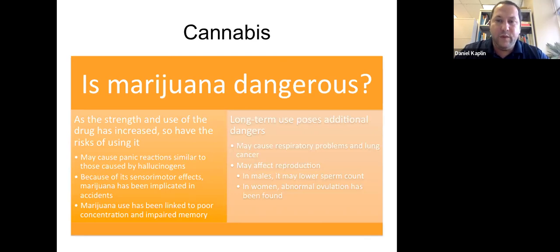Now, if we were to ask the question, is marijuana dangerous? Well, let's take a look at the relative strength. We mentioned that as the strength and the use of the drug has increased, so have the risks. So it can induce panic features, it can induce hallucinogenic features. It can slow down your reaction time or have some sensory motor effects, which could cause car accidents. It interferes with memory. And that's just short term. In the long term, it adds additional issues such as respiratory problems and lung cancer.